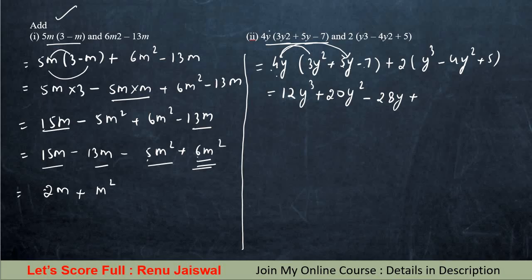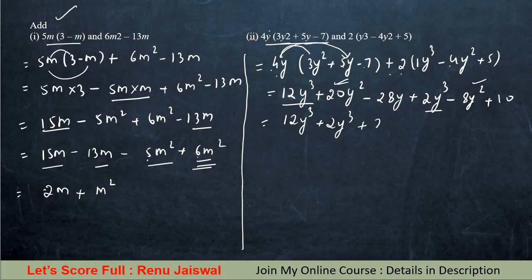Same way, multiply 2 inside. So here nothing means 1. 2y cube plus minus minus. 2 4s are 8y square. 2 5s are 10. And then here I can separate the like terms. This is cube and this is also y cube. So 12y cube plus 2y cube. Then I have here square and here also square. So 20y square minus 8y square, and then I have the constant term.